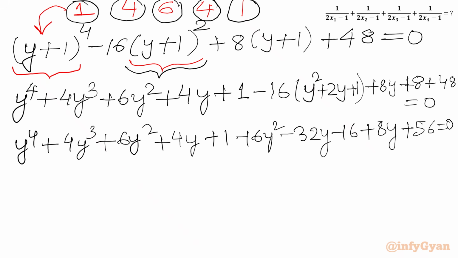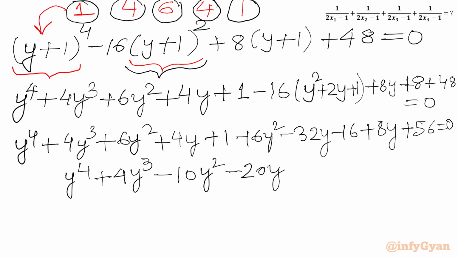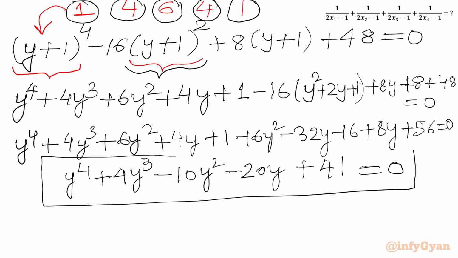Now we will simplify the LHS and we will get y power 4 plus 4y cube minus 10y square minus 20y plus 41 equal to 0. So this is our required quartic in y.